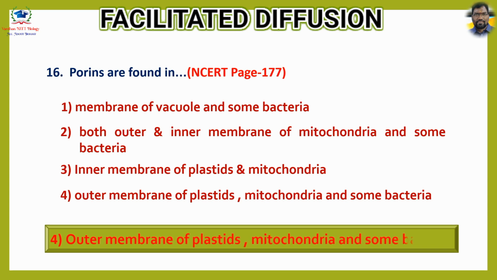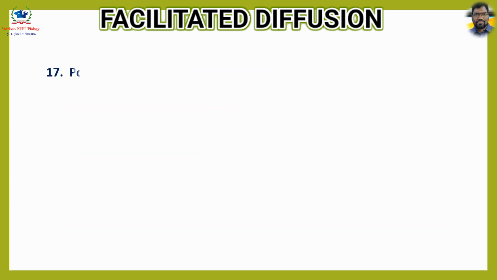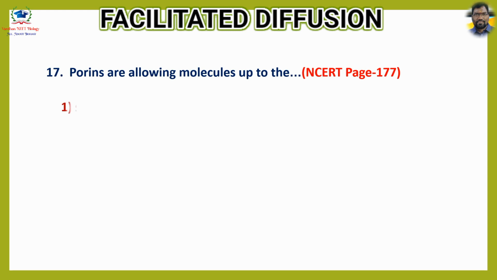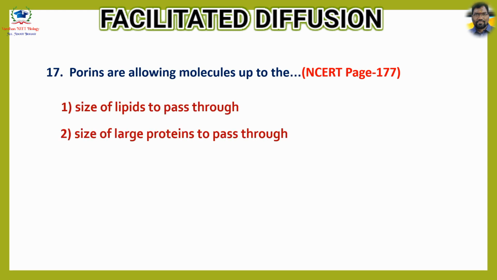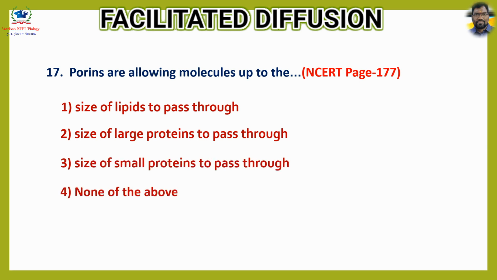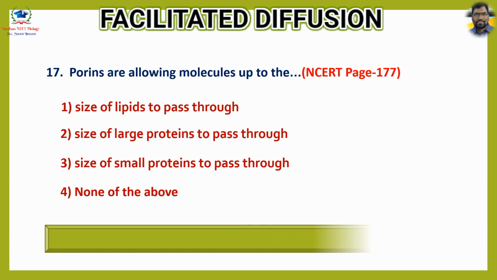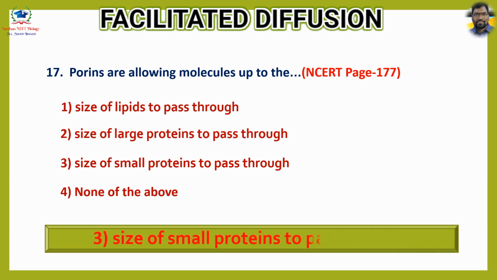Question number 17. Porins are allowing molecules up to the. Options are 1. Size of lipids to pass through, 2. Size of large proteins to pass through, 3. Size of small proteins to pass through, 4. None of the above. The answer is option 3. Size of small proteins to pass through.